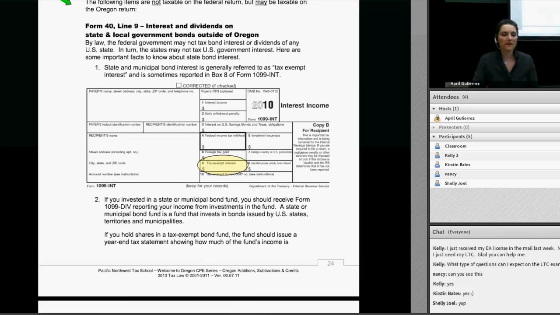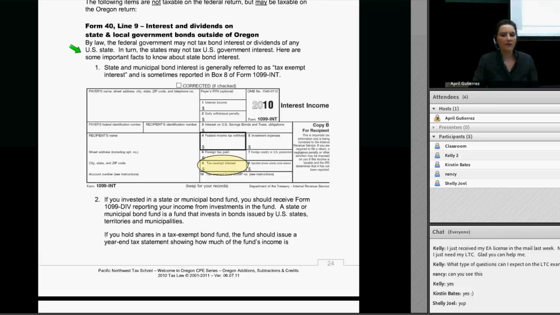And the first one we're going to start with is the one that is actually given a line number, line 9. Interest and dividends on state and local government bonds outside of Oregon. By law, the federal government may not tax bond interest or dividends of any U.S. state. In turn, the states may not tax U.S. government interest. Here are some important facts to know about state bond interest.